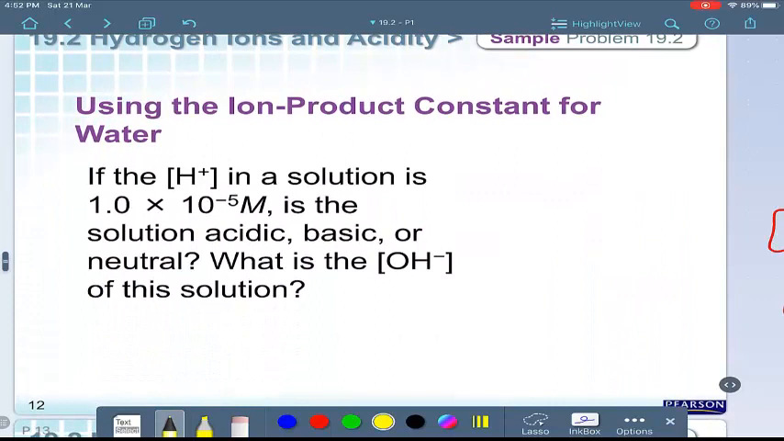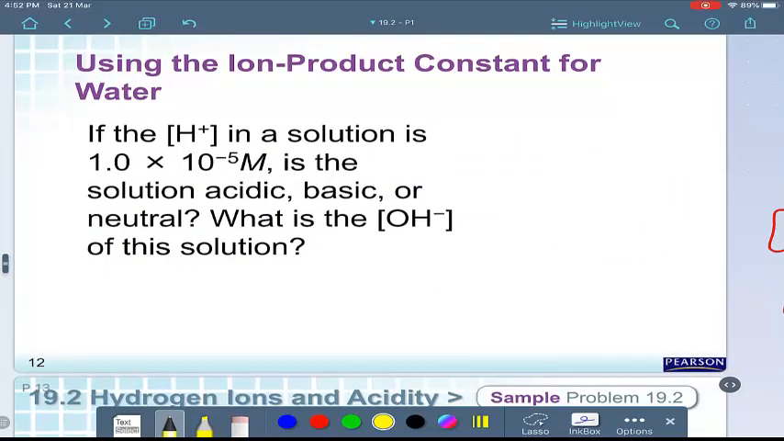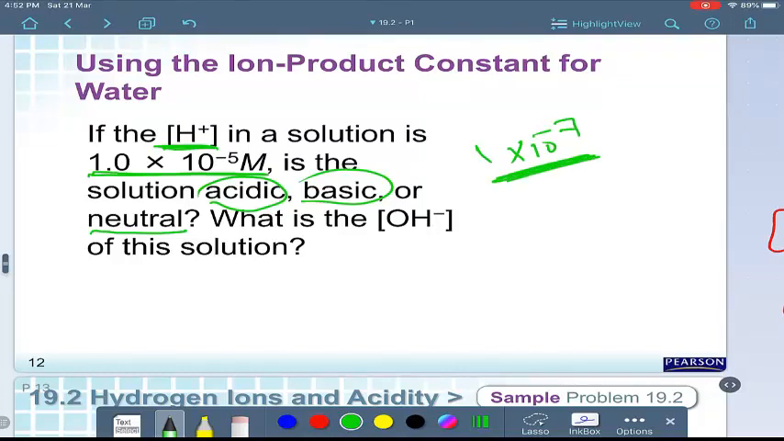How can we use that constant? If you have, for example, H positive in a solution with a concentration of 1 times 10 power of negative 5, is the solution acidic, basic, or neutral? Look, this value is greater than 1 times 10 power of negative 7. The concentration of hydrogen is 1 times 10 power of negative 7 in the neutral solution. But now we have a concentration greater than this value. So it's acidic. Yes?